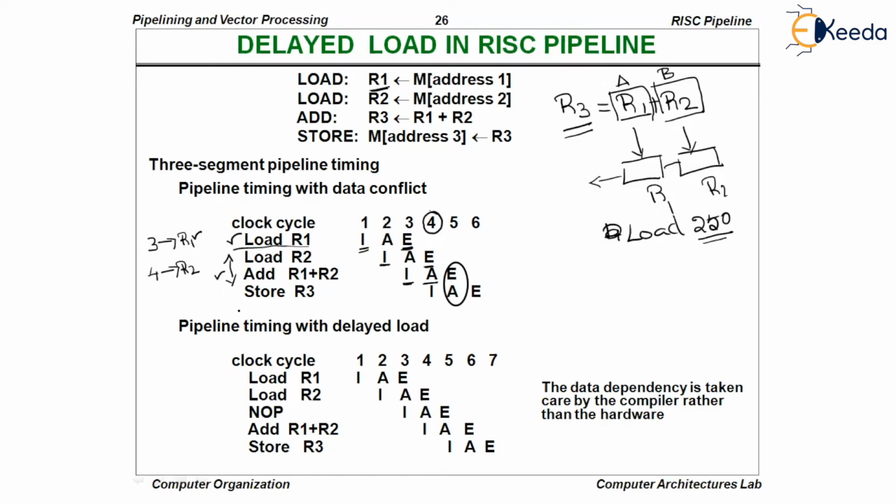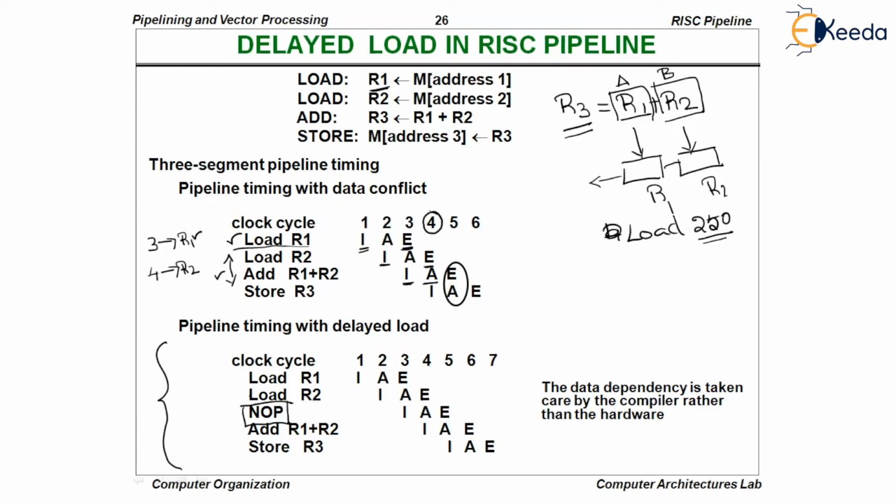So this can be solved by using a compiler technique, which is called a delayed load. The compiler is going to separate the instructions in which there is a dependency. Now you can clearly see, right after the load R2, there is a dependency, because addition cannot be performed unless R2 is fetched. So load R2 and add R1 plus R2 are separated by using a no operation instruction.